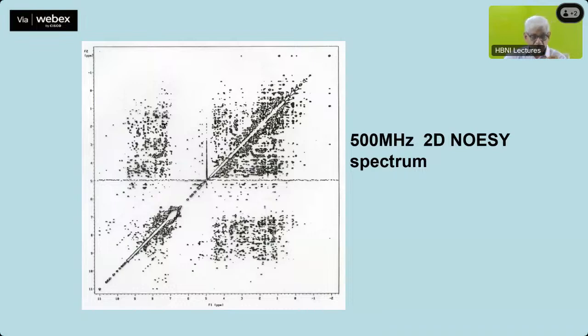So when you go to larger proteins, this becomes a limitation: the two-dimensional NOE spectrum is not sufficiently well resolved. And of course, this is at a 500 megahertz NMR spectrum. So what do we do to increase this resolution? You go to higher magnetic field. Maybe you can go to 800, 900, and today you also have 1.2 gigahertz.